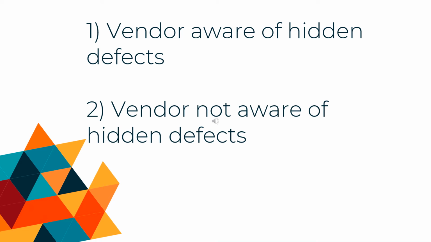For Article 1568, there are two different cases on the effect of loss of things sold on account of hidden defects. Of course, the first case is when the vendor is aware of the hidden defects, and the second is when he is not aware of the hidden defects.